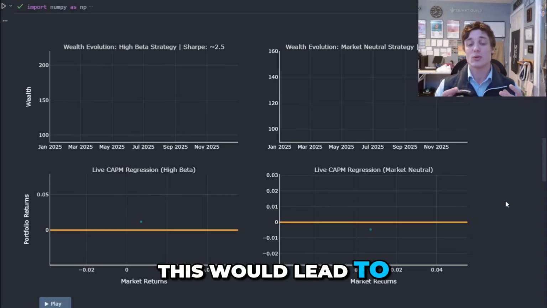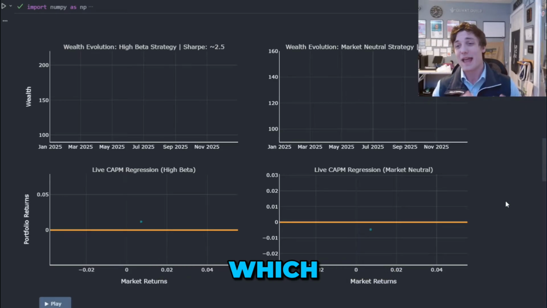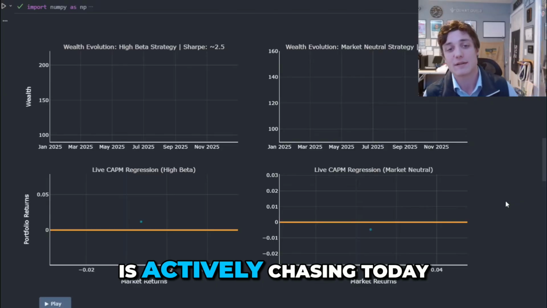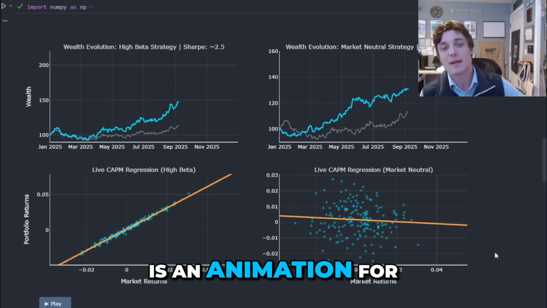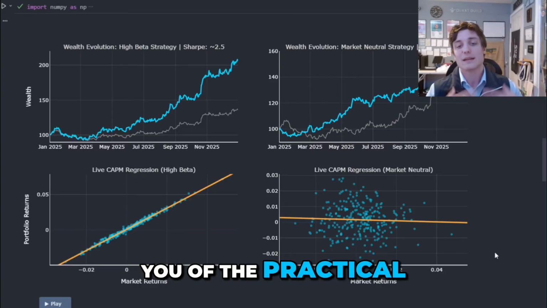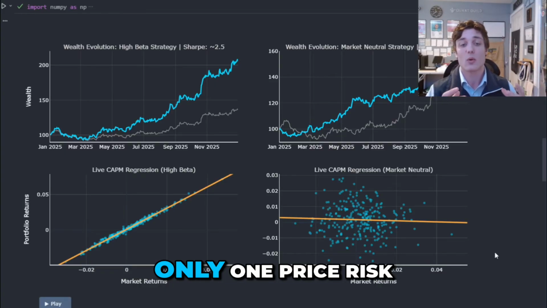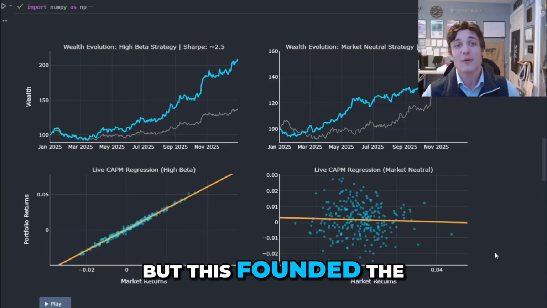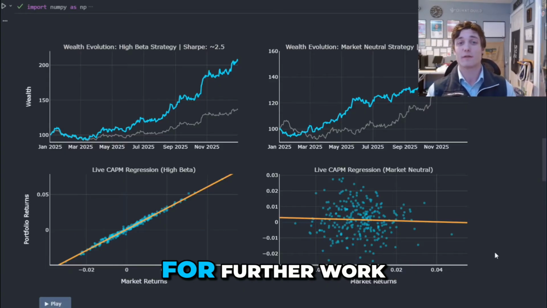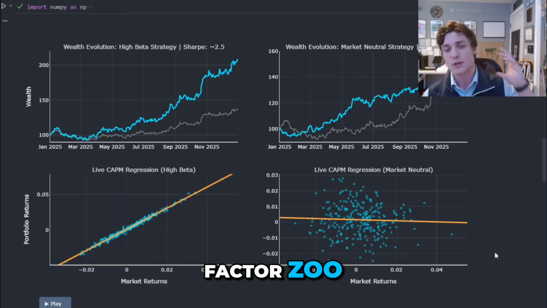This would lead to the idea of beta and alpha, which every quant is actively chasing today. What I have here is an animation for you of the practical implications of Sharpe's work. This is looking at only one price risk factor. But this founded the entire body of literature for further work: Fama-French, 3-factor, 5-factor, factor zoos, and so on and so forth.